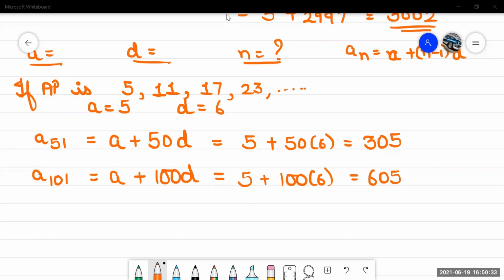Sir, can we find the AP of negative numbers also? Yes, we can definitely. AP has negative numbers also.